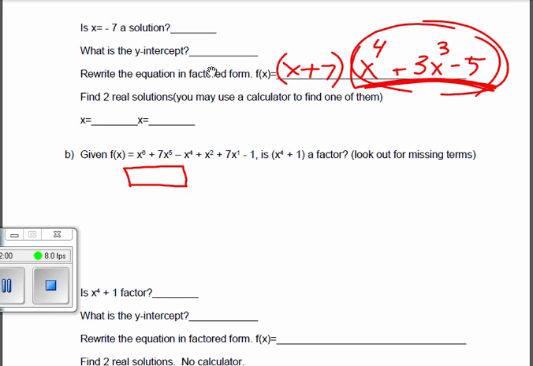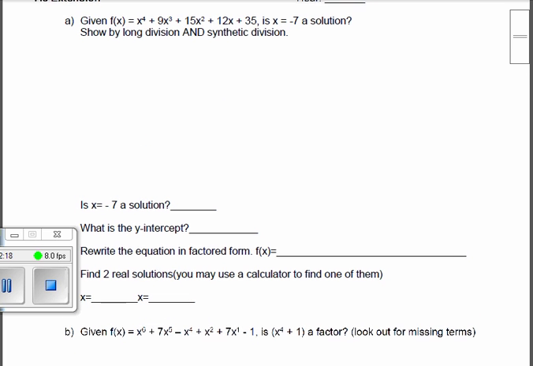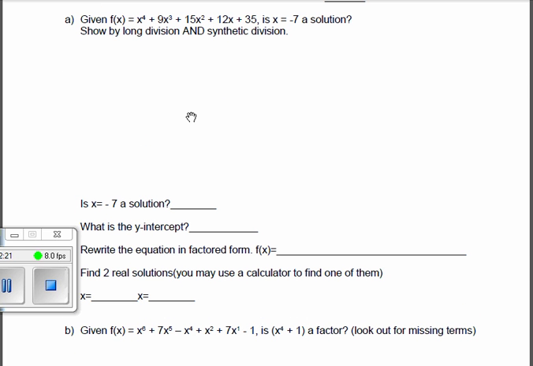And you know if it says use the calculator that the thing wouldn't have factored and it wouldn't have quadratic formulaed either. Okay? So let's move on to actually doing one of these together. So everybody go to A and let's set it up for long and synthetic. All right? So for long division, you got to write small because this thing is like really big. X plus 7 would be the thing on the outside. And then it's x to the 4th plus 9x to the 3rd.